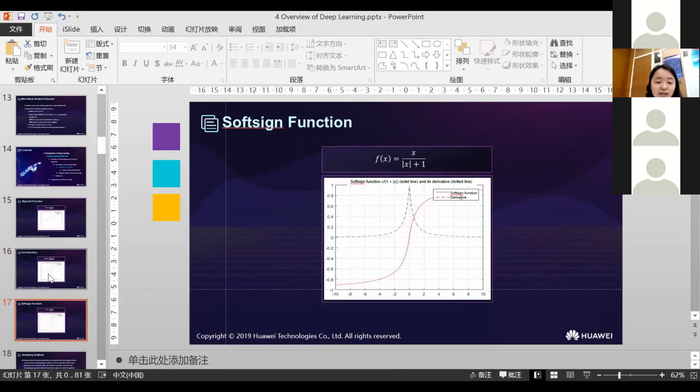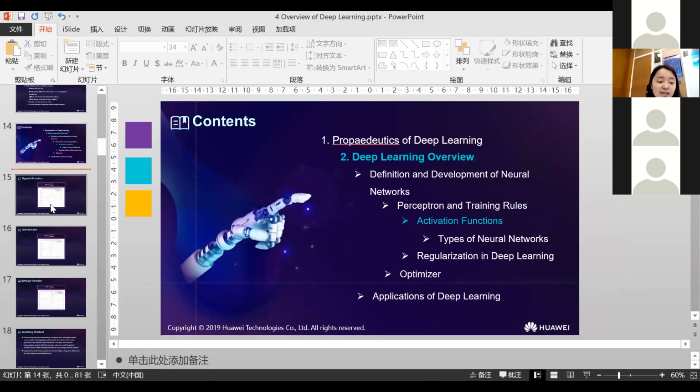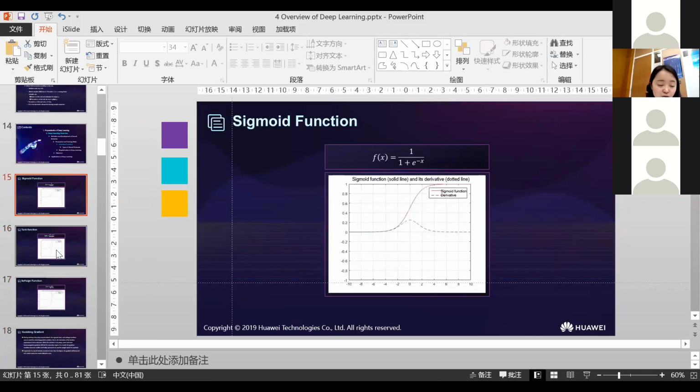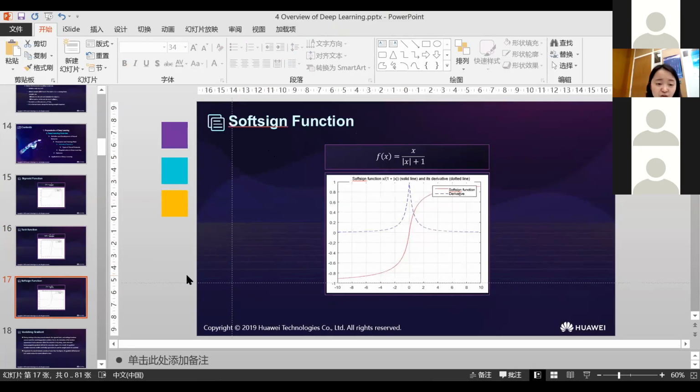And the next one is the variant of the tanh function. That is the softsign function. It's very similar to the tanh function, but the equation is simpler. So for these three functions, we usually use the sigmoid function as a gate function, and in natural language processing or speech processing tasks, we will try the tanh function as the activation function, or the variant of the tanh function.